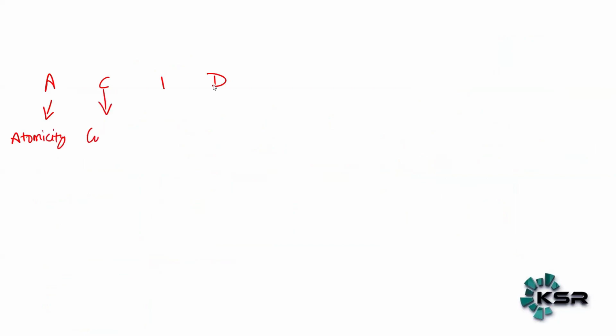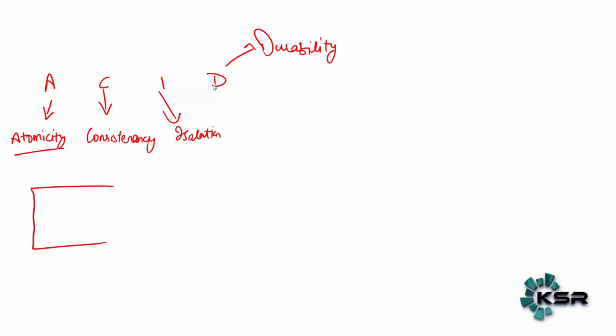C stands for consistency, I stands for isolation, and D stands for durability. Atomicity I already explained to you, right? Every table should have rows that are atomic in nature. Atomic in nature means every row should have a unique significance in the table. Got it, guys? What is atomicity?